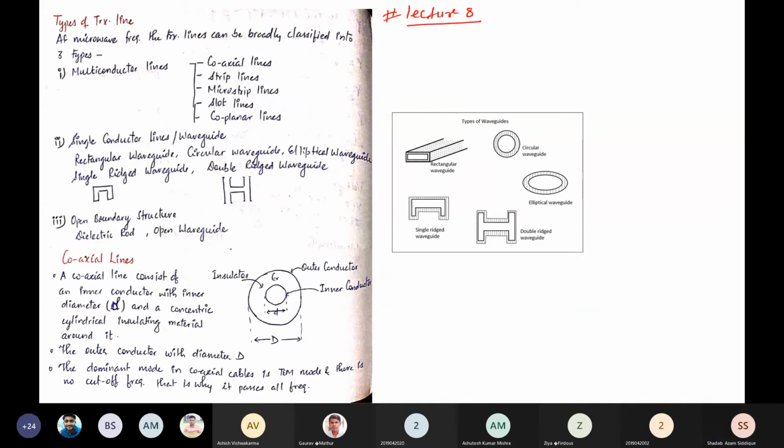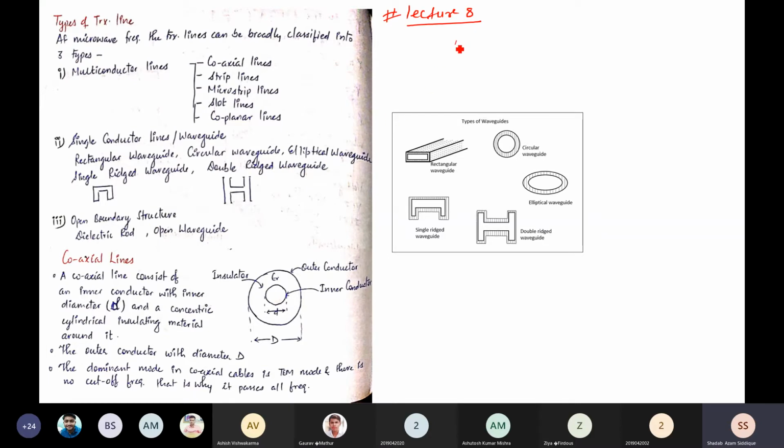Now we have the types of transmission line. At microwave frequencies, transmission lines can be broadly classified into three types: multi-conductor lines, single conductor lines, also called waveguides, and open boundary structures. The conventional open wire transmission lines are not suitable for microwave transmission.